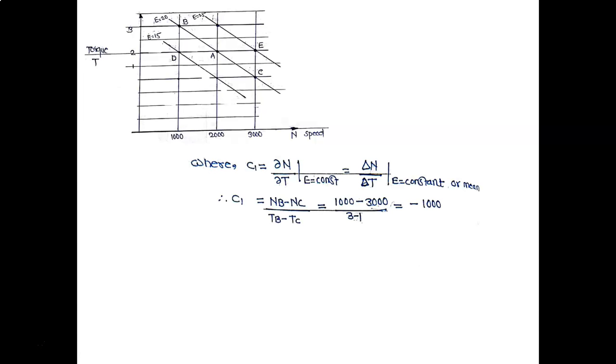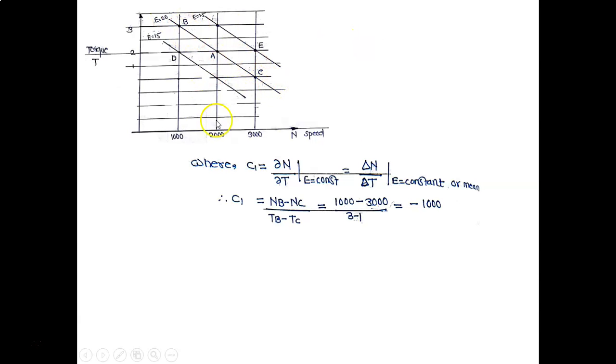Again, we have to draw the curves. Now, we have to find out values of C1 and C2 from equation 1, that is n is equal to C1t plus C2e. Therefore, C1 is equal to dou n by dou t when E is equal to constant, which is equal to delta n divided by delta t when E is equal to constant, or mean value of the voltage. Now, what is the mean value of the voltage? This E is equal to 20. This is the mean value of the voltage. Therefore, along this line BC, we have to find out delta t and delta n.